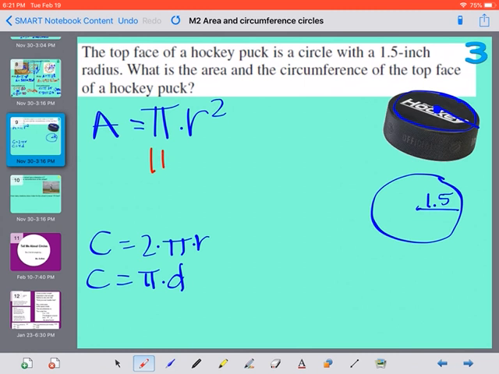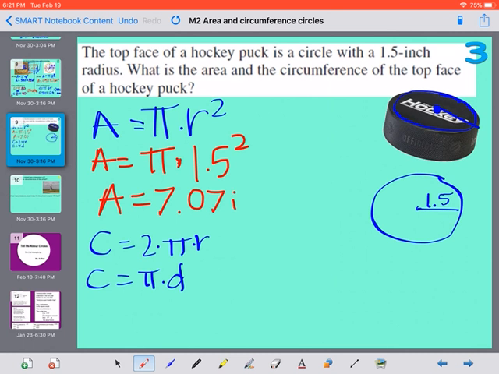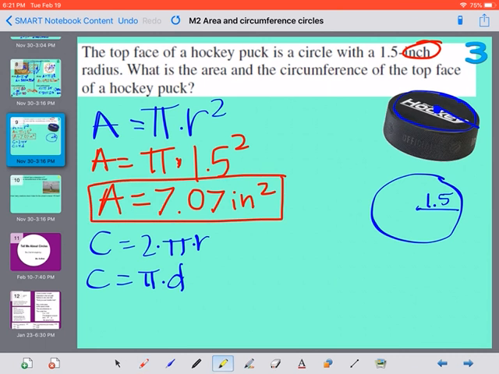So I'm going to do area first. Pi times radius, which is 1.5, to the power of 2. And that gives us, plug it in here, pi times 1.5 to the power of 2, 7.07. We're talking about inches, so inches squared. Okay, inches right there. So that's the area of the top flat piece of the hockey puck.